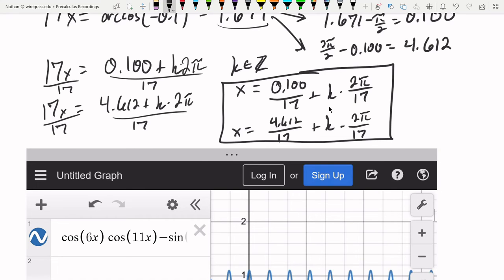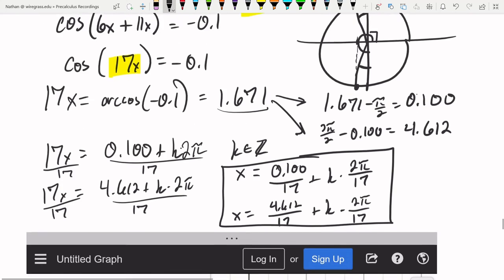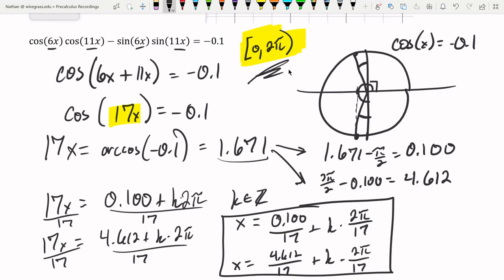All you have to do really is find all the k values that give you this. So probably k from negative 3 up to like 14. That's just a guess, but you can test the values of k and find all the ones that are in the range 0 to 2 pi here.